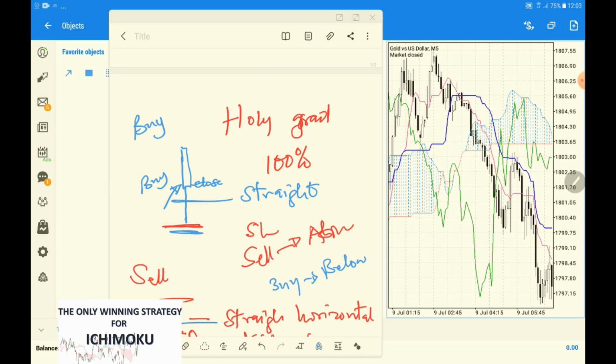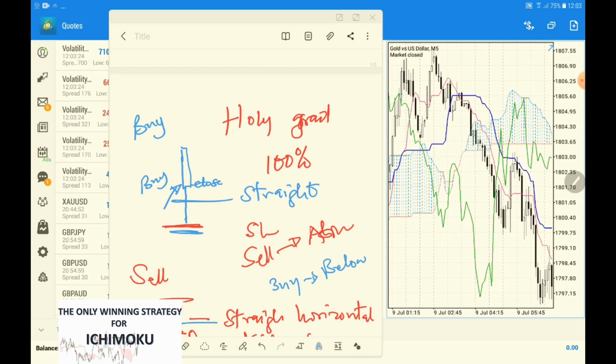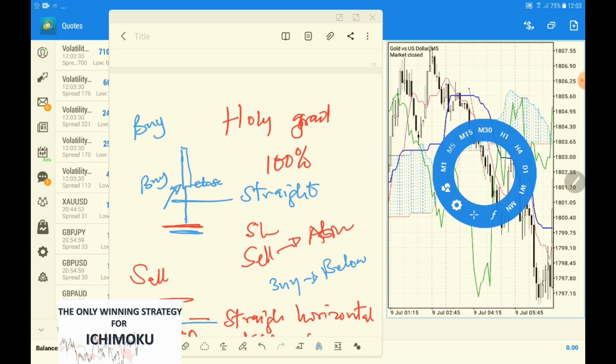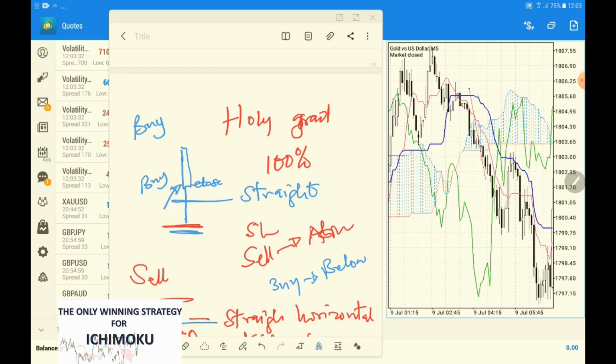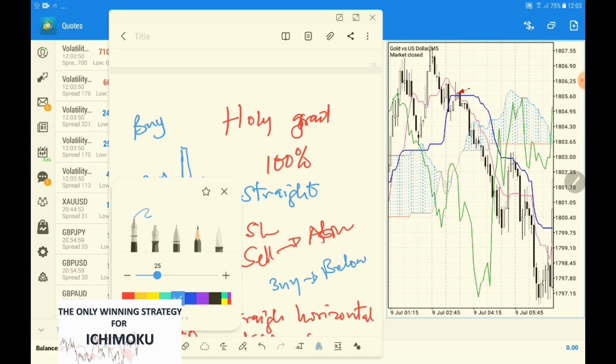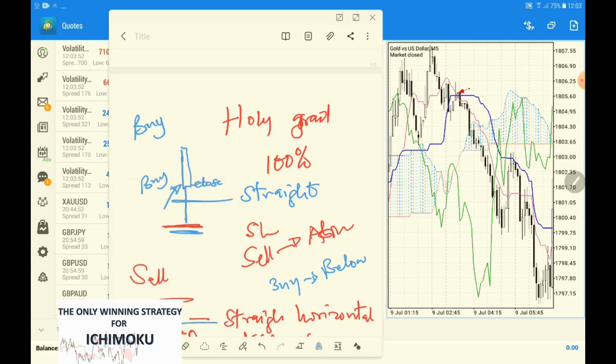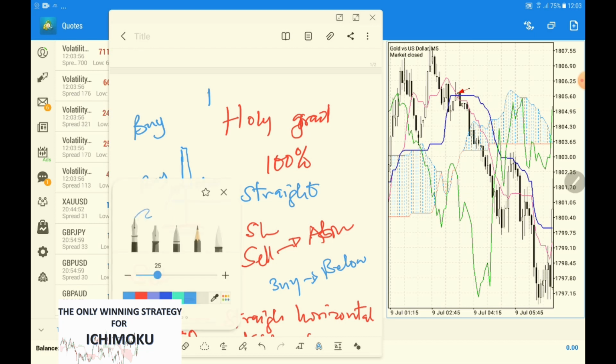Let's just get the pointer right there. Good. So you see what just happened? Price broke a straight horizontal Kijun-sen. It broke it, but closed below that. So what happened? That is a sell signal, isn't it? That's a sell signal.